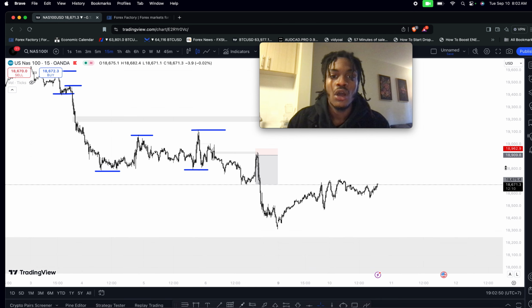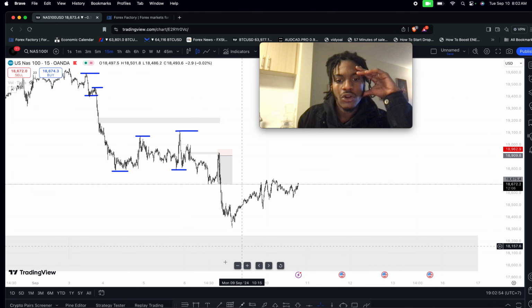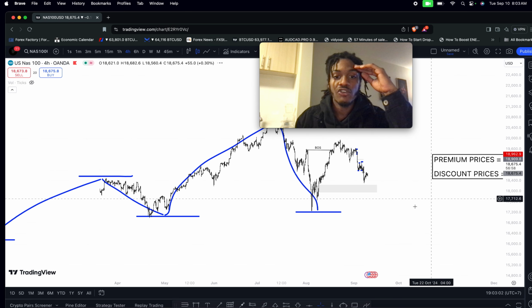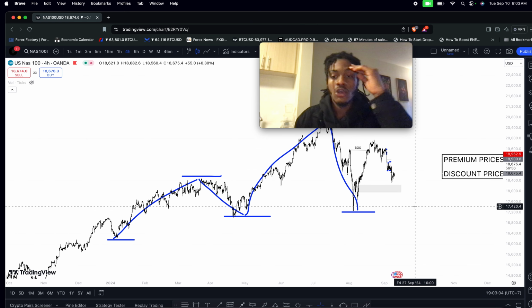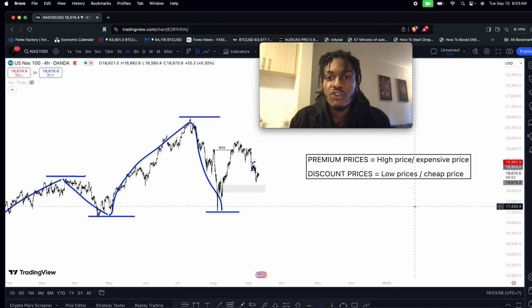Okay, so if you notice here, on the 15-minute chart, we have bearish price action, right? On the 4-hour chart, we have bullish price action, okay? So when you're buying something, it doesn't matter if you're trading forex, crypto, it doesn't matter. When you're buying something in the market, you always want to buy at a low price, which is called your discount price, which is when price is at a dip, cheap price.